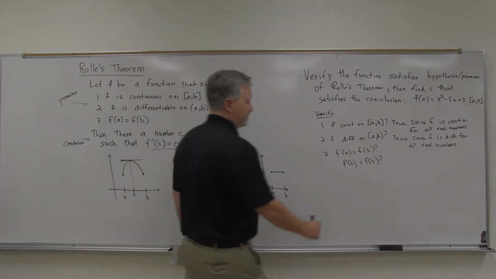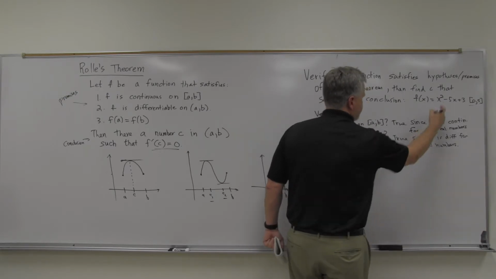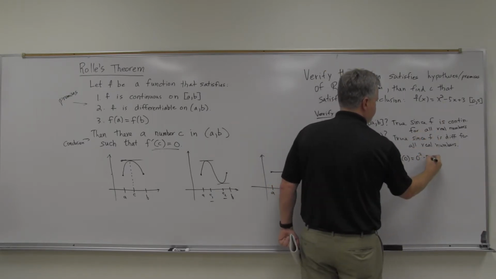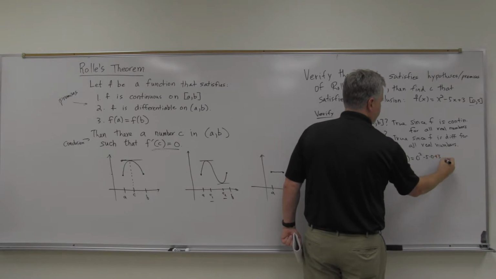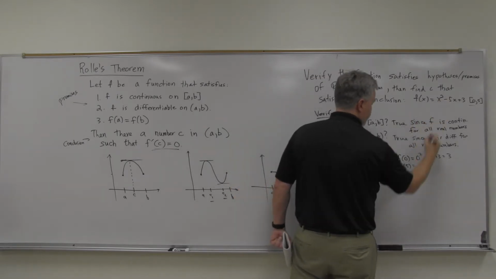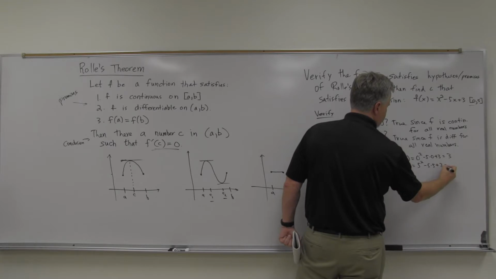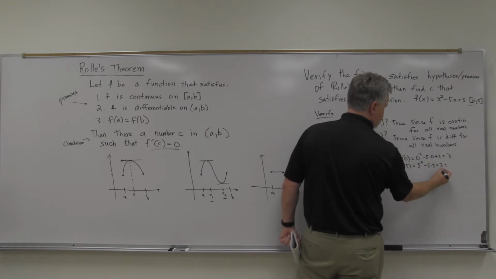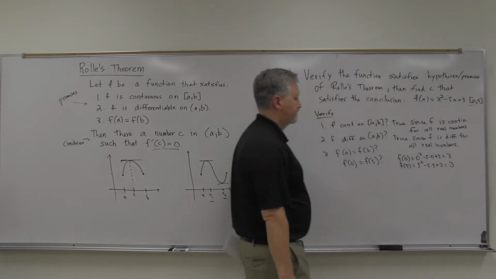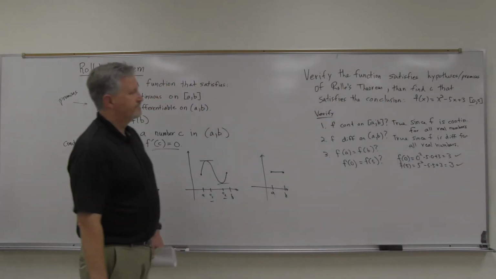Let's just compute those out. What is f of 0? f of 0 would be 0 squared minus 5 times 0 plus 3, which is 3. f of 5, the other one, would be 5 squared minus 5 times 5 plus 3, so that's 25 minus 25 plus 3, so that's also 3. So check, check.